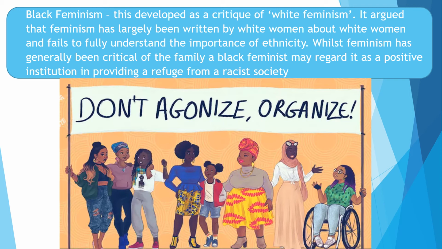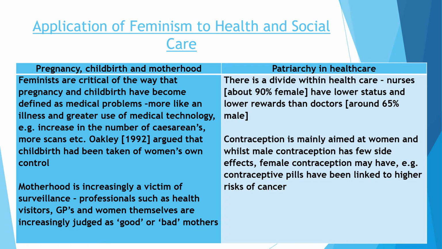And again, whilst feminism is generally critical of the family, black feminists may regard it as a positive institution providing refuge from racism. So again, it's a different avenue of feminism, highlighting that not all women have the same issues. Patriarchal oppression does seem to be a common theme, but every woman has her own different set of issues to face. Now, when we link this to our setting, how this applies to healthcare.